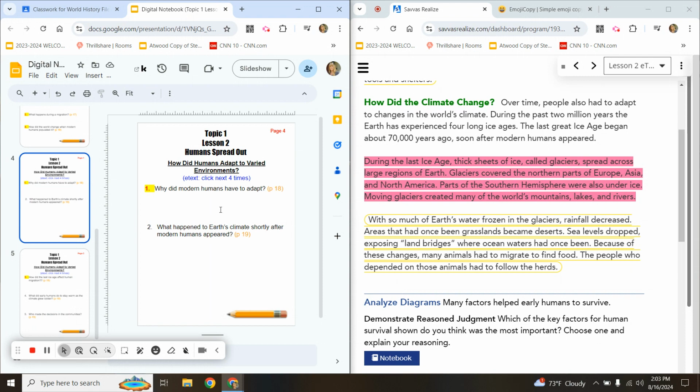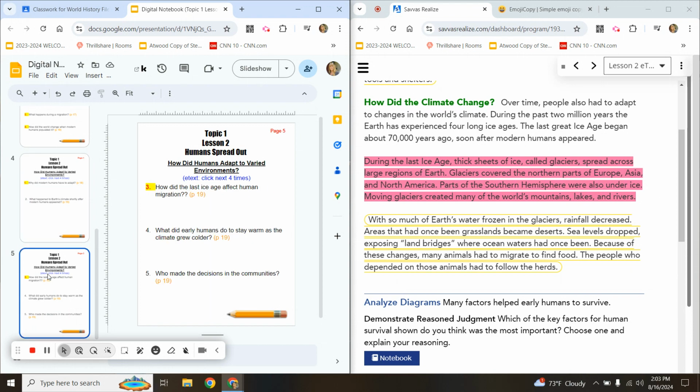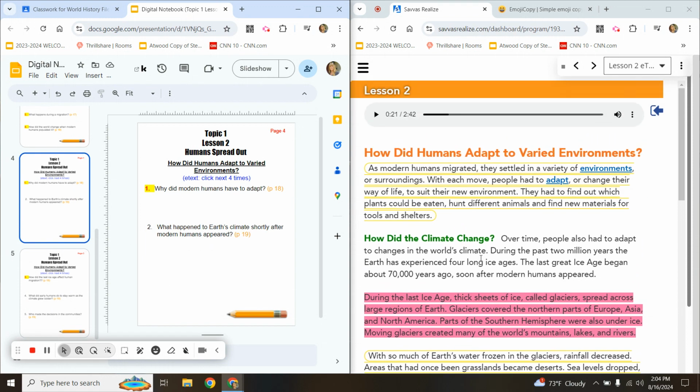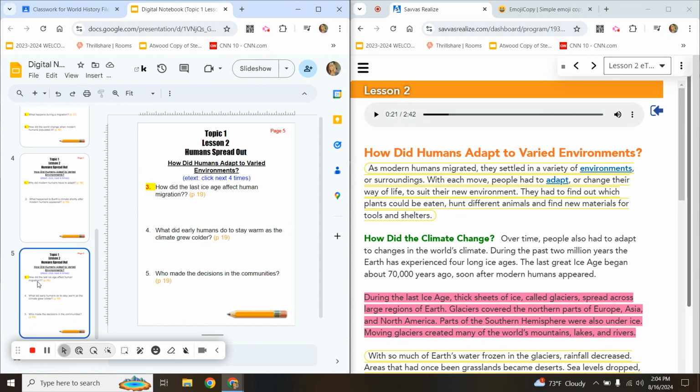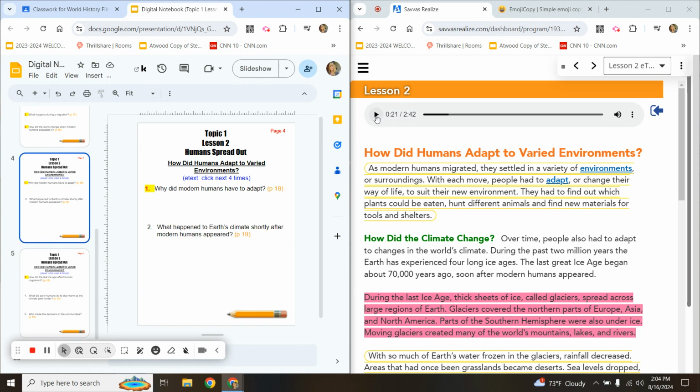So number 2, you are looking for what happened to Earth's climate shortly after modern humans appeared. This is going to be on page 19 of your textbook, or right here in this pink highlighted text. And then on the next page, number 3, how did the last ice age affect human migration? You'll find that again on page 19 of your textbook, or right here in the circled yellow paragraph. So let's go ahead and listen to "How did the climate change?", these 3 paragraphs. And while we are listening, look for answers to number 2 and then number 3 on page 5.